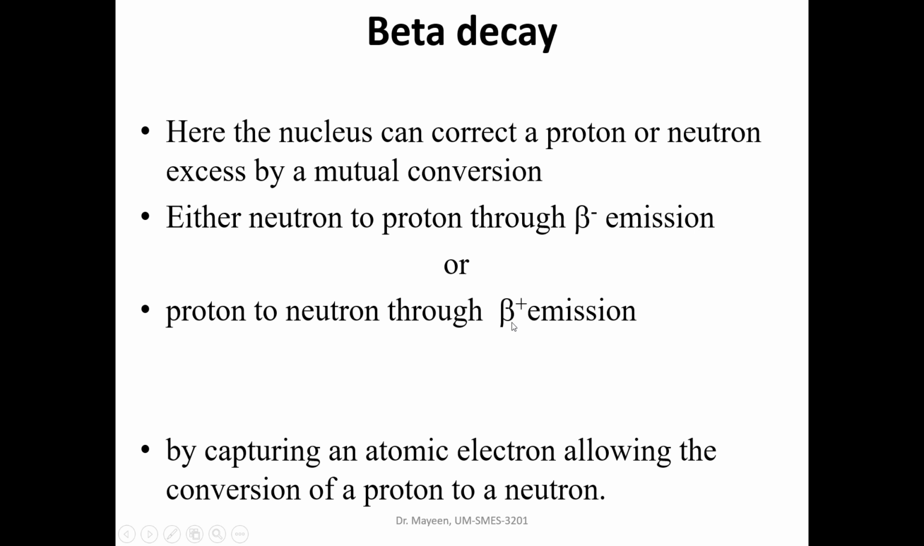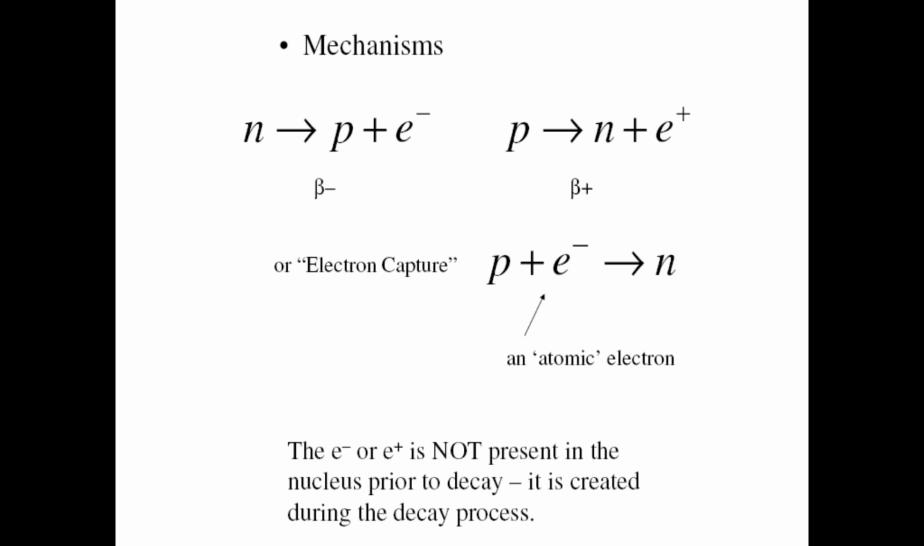We can either have a neutron converting into a proton by the emission of beta negative. We can have a conversion from proton to neutron through beta positive emission, and we can have a proton which can capture an electron, and by that we have a conversion from proton to neutron. So these are some of the mechanisms of beta decay.